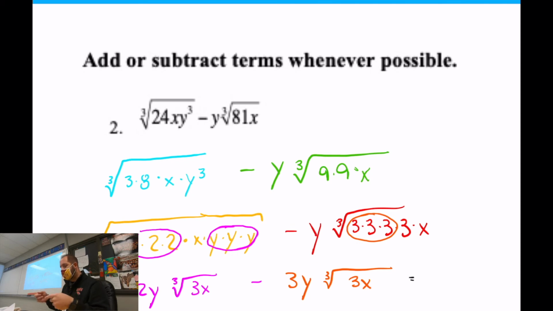So what is 2 minus 3? -1. And then the y and the cube root of 3x will just stay on it. That's how it works. You just add or subtract the front number, the leading coefficient. That's how it always works. I would expect something super similar to this. Some type of radical. You have to simplify and figure out if you can add or subtract straight across. If this was not able to be added and subtracted, you just leave it and you move on to the next problem. I would probably expect it to be able to be simplified.